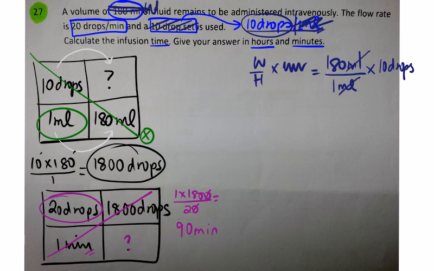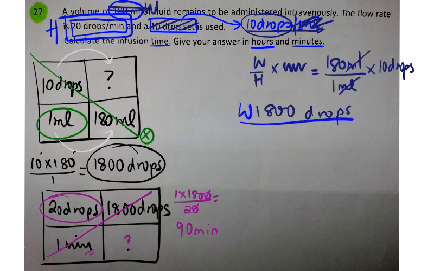180, the mils cancel out. Our answer will come out in drops. 180 times 10, 1,800 drops. But we want to know the time, so now we have to involve the minutes. So that's our new have, and our want is this answer to the first part.